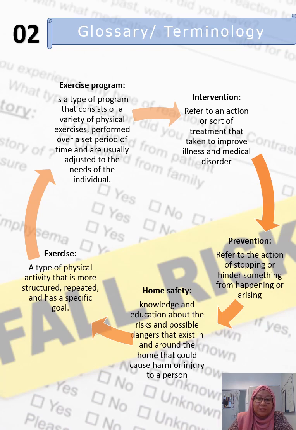Next is home safety. Home safety, referring to this topic, is the knowledge and education about the risks and possible dangers that exist in and around the home that could cause harm or injury to a person. And lastly, the term exercise is a type of physical activity that is more structured, repeated, and has a specific goal. So when we do exercise, we must have some purpose.